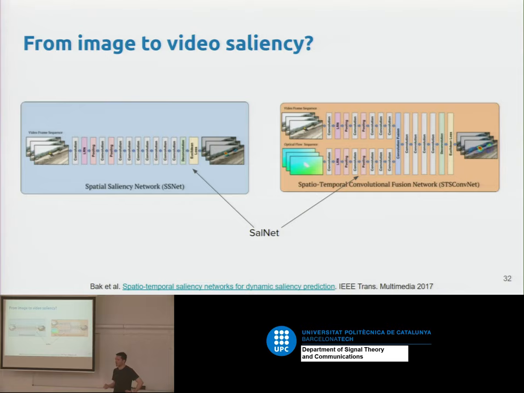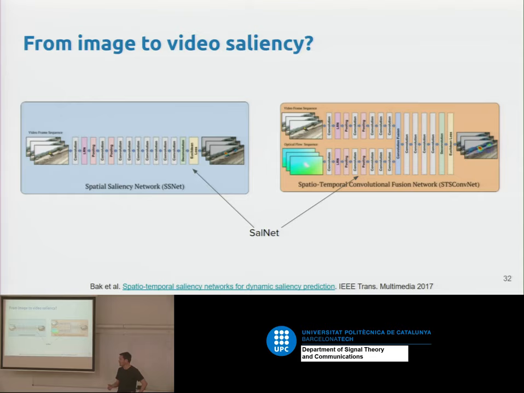So how would you tackle video saliency given what we know? Well, one thing that works surprisingly well is just to take an image saliency algorithm, a very high quality one, and apply it frame for frame. That's actually not a bad baseline, surprisingly. But that's not going to pick up on anything like motion, because it doesn't know anything about motion.